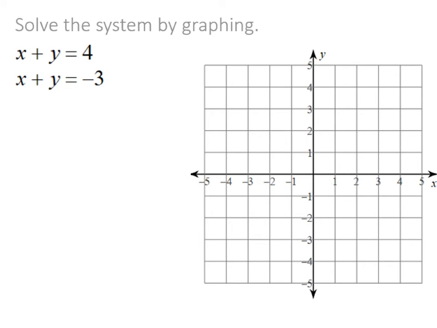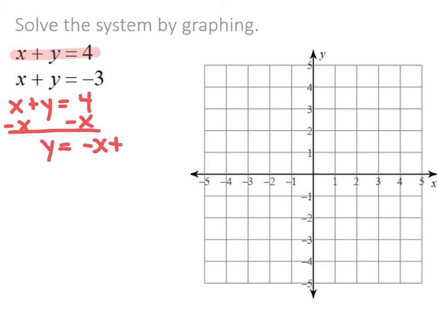In our first example, we're first going to graph the equation x plus y equals 4. So if we solve to get y by itself, we would have to subtract x from both sides. So y equals negative x plus 4. So the slope is negative 1 over 1, and the y-intercept is 4. So I can graph my y-intercept, plot another point, and then draw on the line.